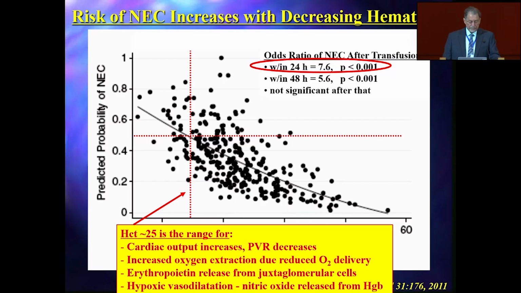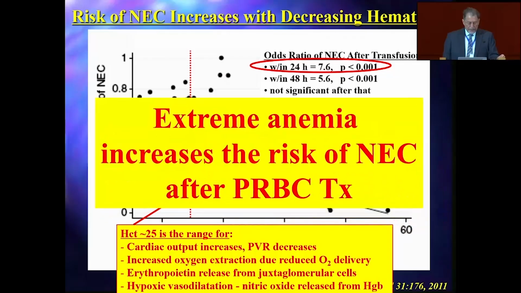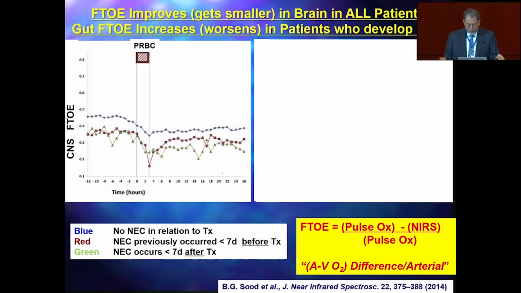Erythropoietin, if you look at just the blood levels, they start to increase in the low 20s. And something called hypoxic vasodilation from nitric oxide being released from hemoglobin. For those of you who aren't familiar, hemoglobin, in addition to carrying nitric oxide that you inhale, carries nitric oxide bound to hemoglobin, S-nitrosyl hemoglobin. And under low oxygen conditions, it hemocatalyzes and releases the nitric oxide as the chemical local mediator of microcirculation. So what we postulated was that extreme anemia increases the risk of NEC after the transfusion.